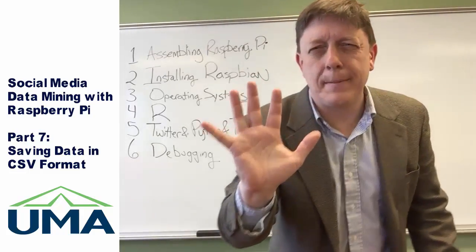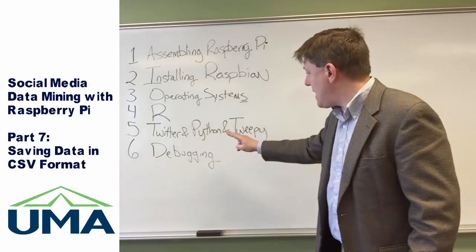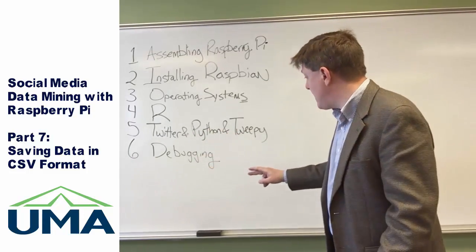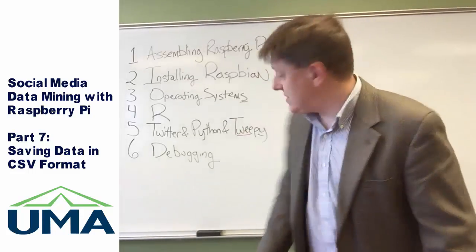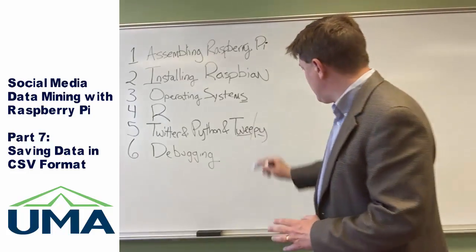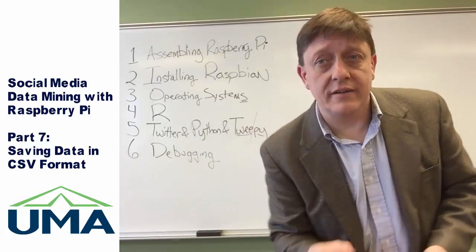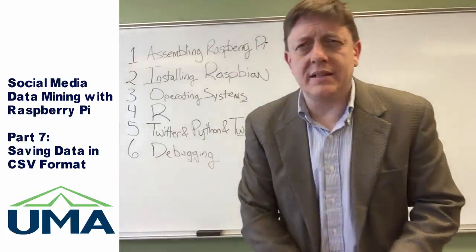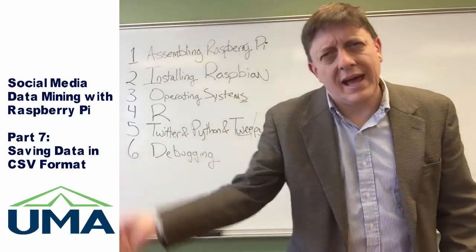In episode 5, we talked about the social media platform Twitter and how you can use a computer program called Python with relatively simple commands and an extension called Tweepy, which is short for tweets and Python, to actually grab real live streams of social media data. And finally, in the 6th part, we talked about debugging. What happens when your program goes wrong? How can you fix it?